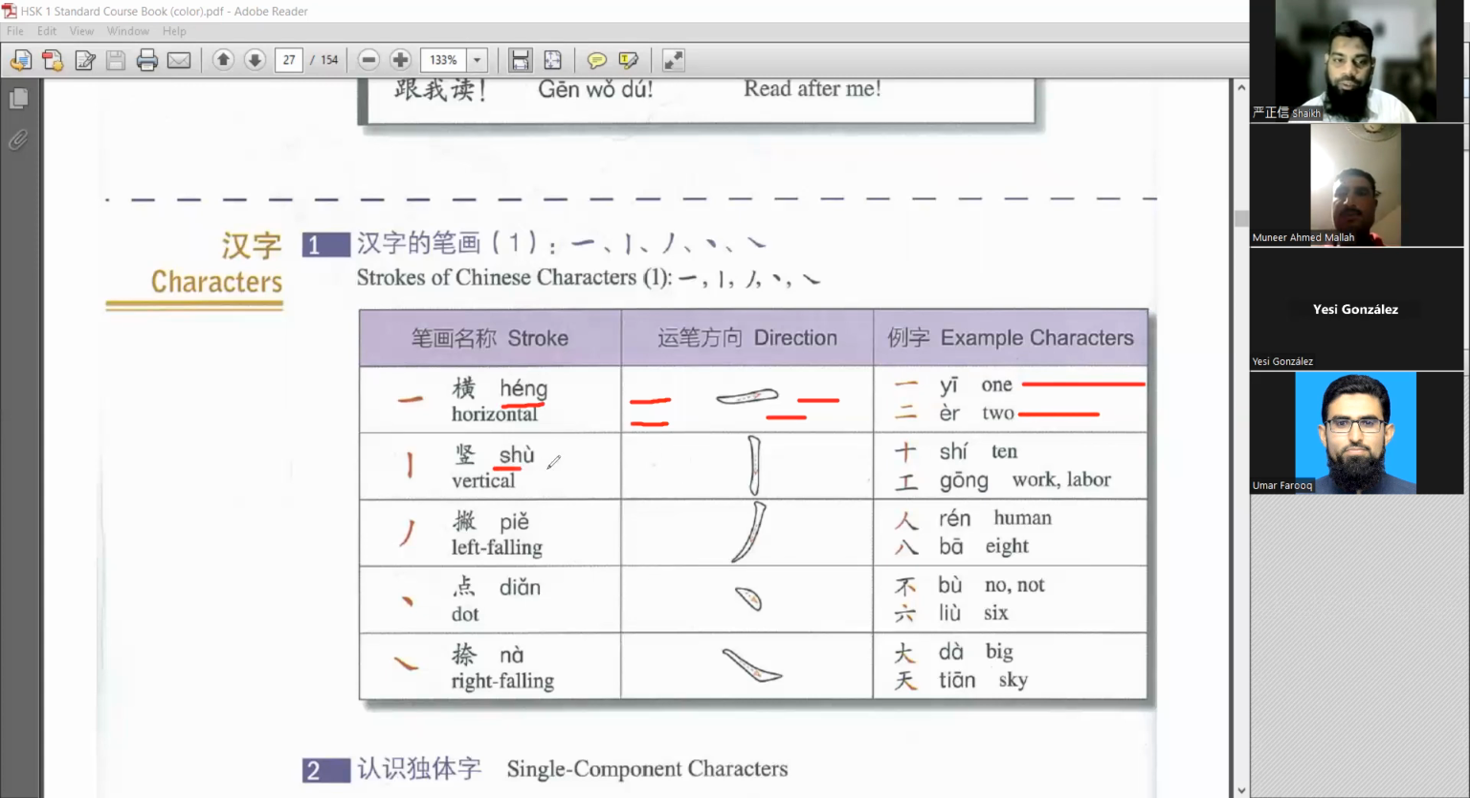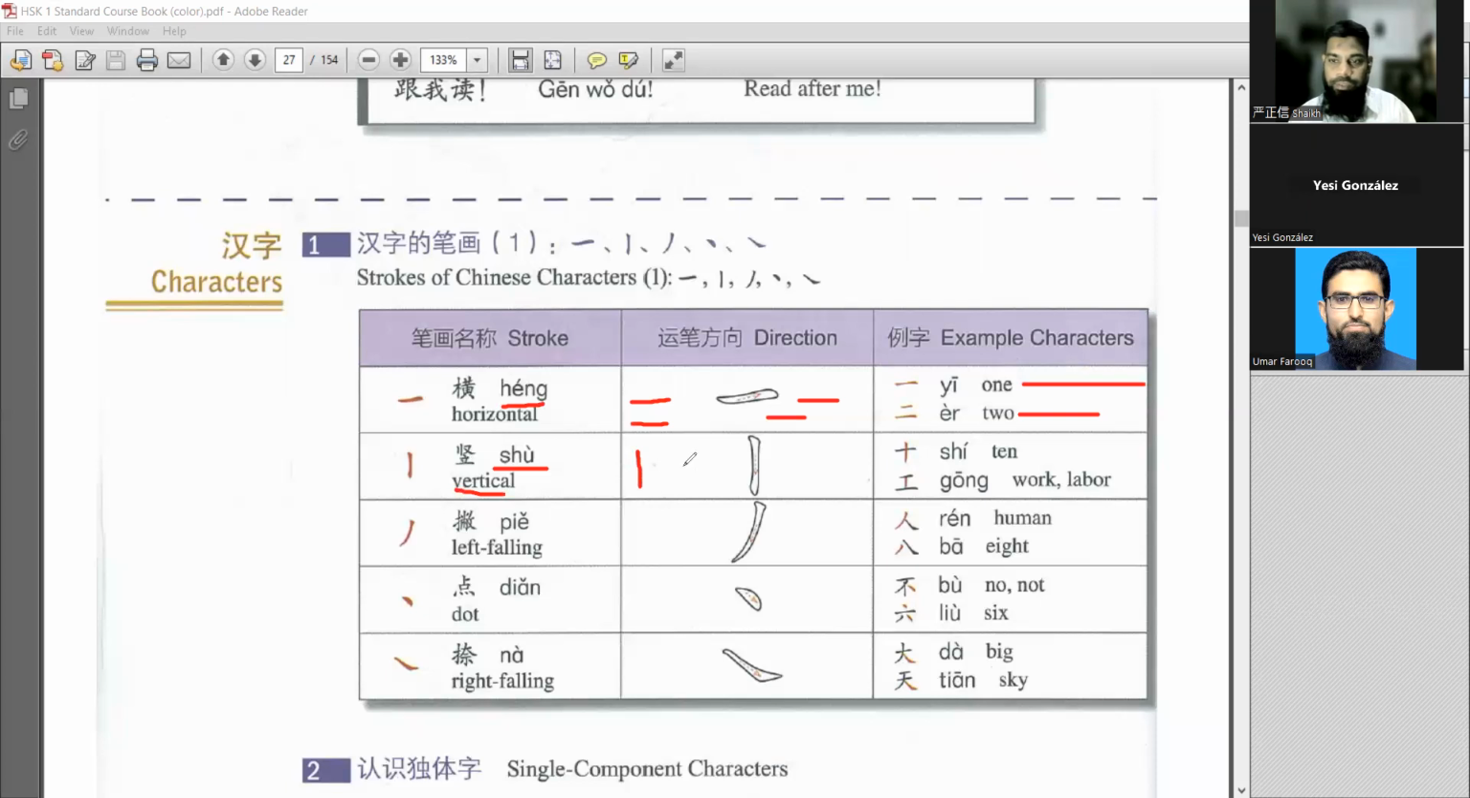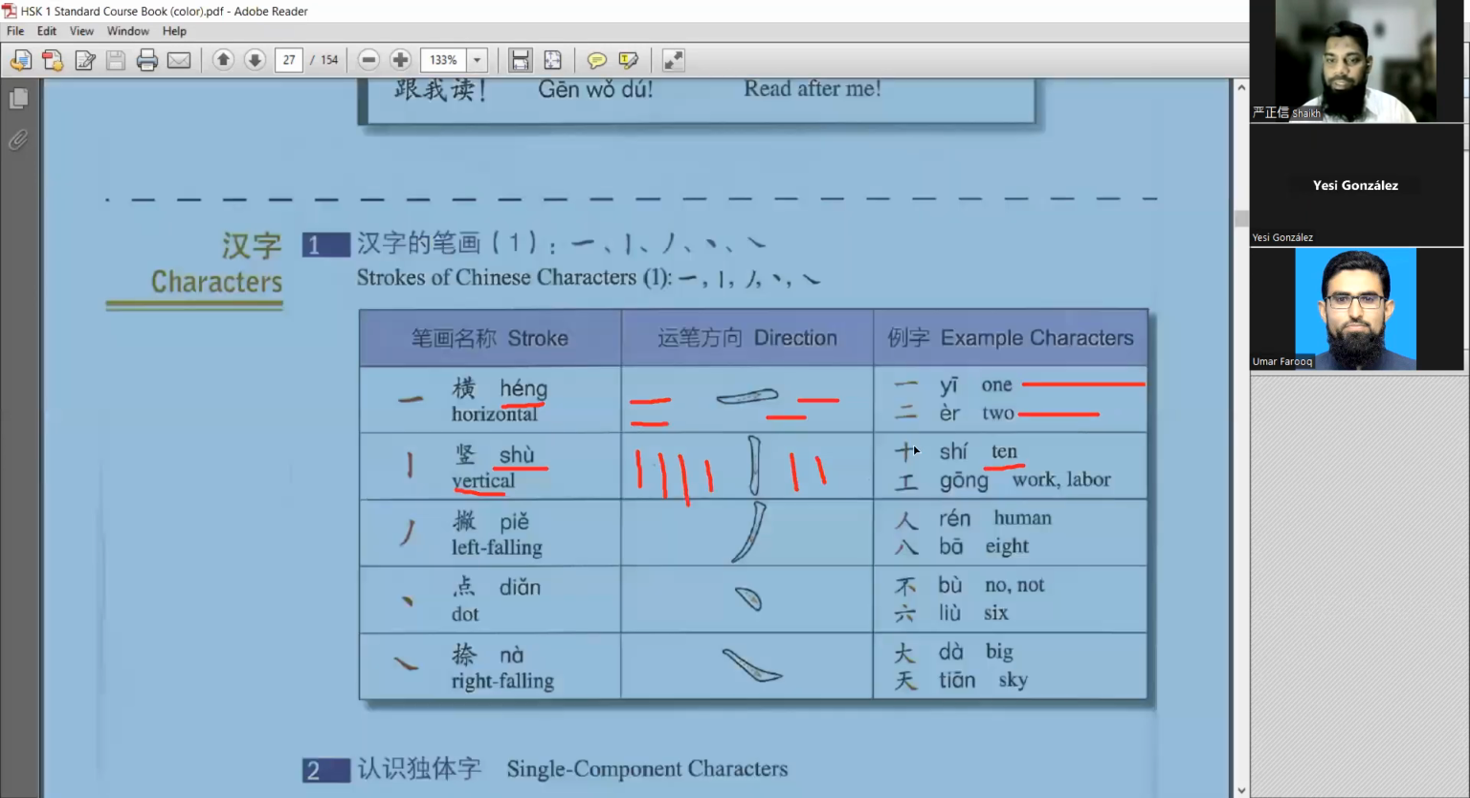Okay, and the second stroke we are going to study is shu. Shu in Chinese means vertical. So shu is drawn in this way. There are some of the Chinese characters in which you will find this stroke, and that Chinese character is ten, and ten is pronounced as shi, and shi is drawn in this way.